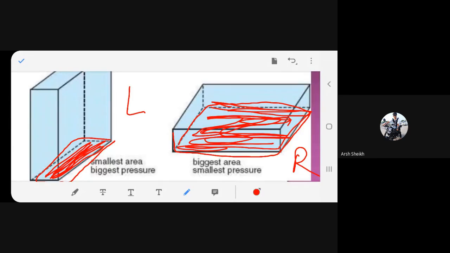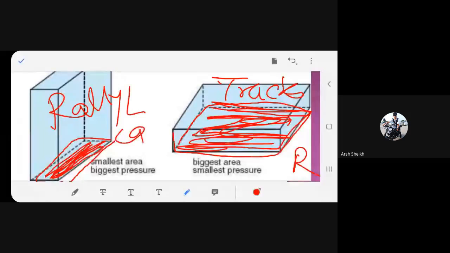Hope you have understood. And this is what we have worked with the tractor. Remember the tractor? And this we have rally cars. You agree? You understand now? The tires of rally cars had the smallest area, and the tractor's tires were having the big area. Remember? And that's why it does not sink in the soil.